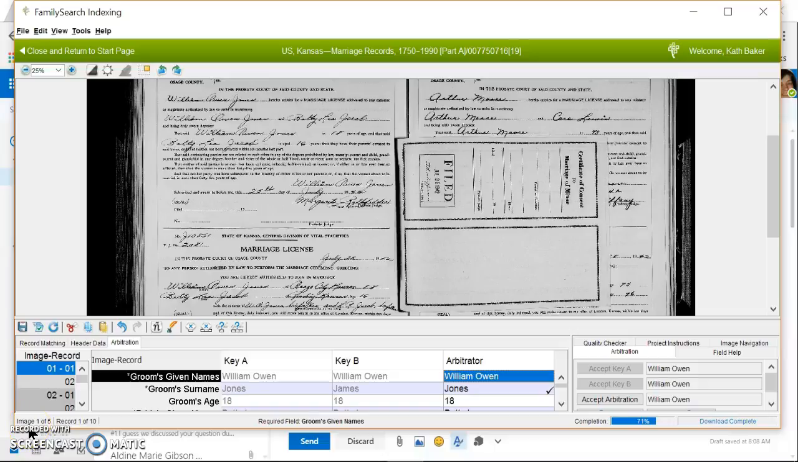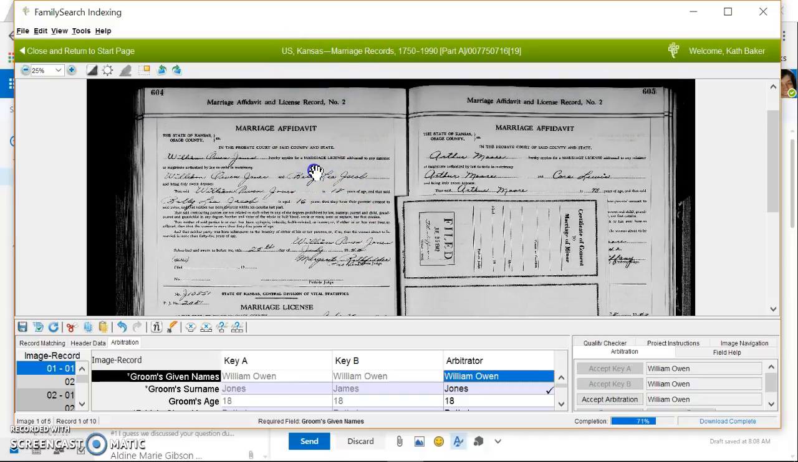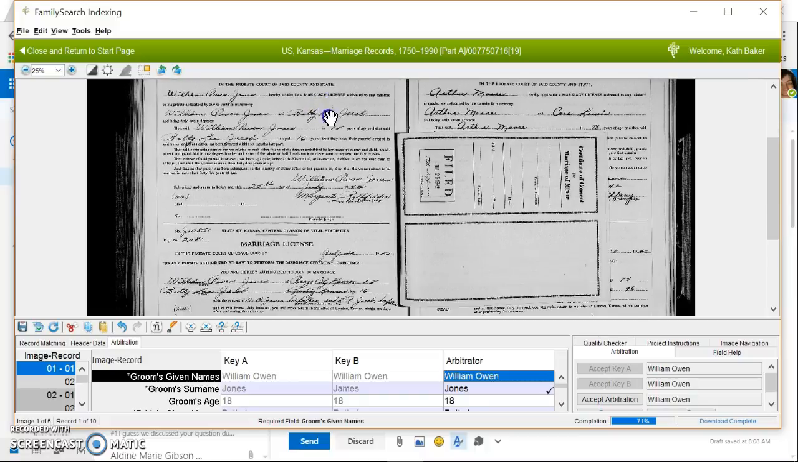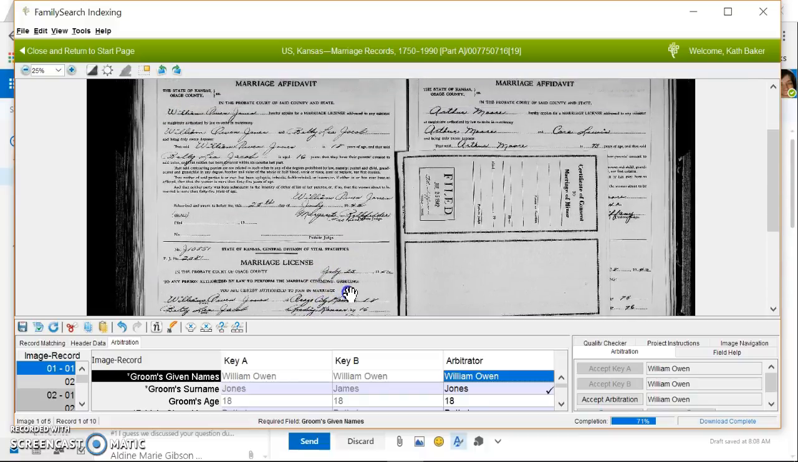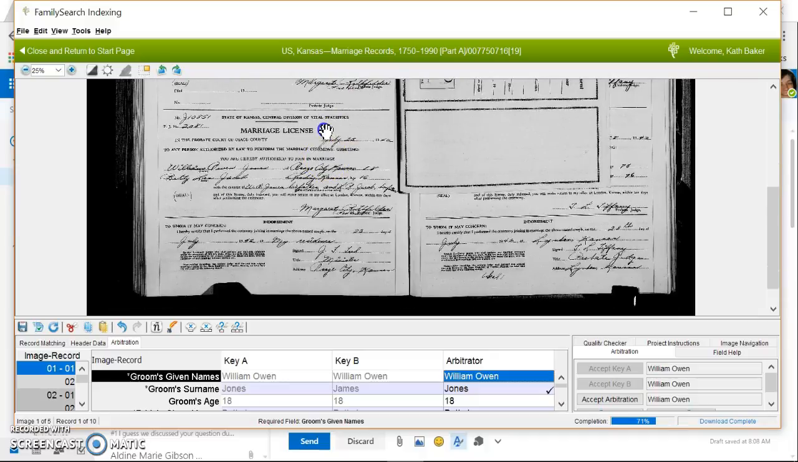Greetings. The purpose of this video is to explain overlays as seen here in the United States Kansas marriage records. We see a full document, page 604, of a marriage license, marriage affidavit, and the endorsement where it was actually performed, the dates we want at the bottom of the page.